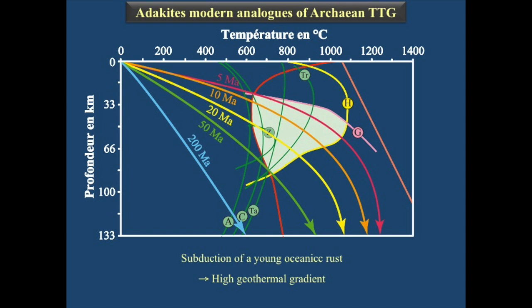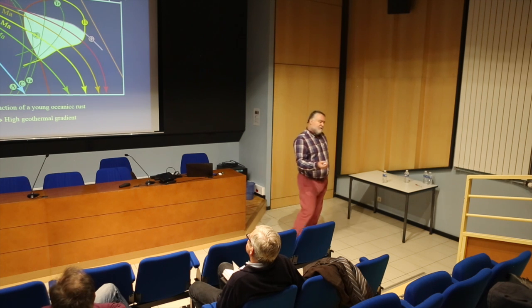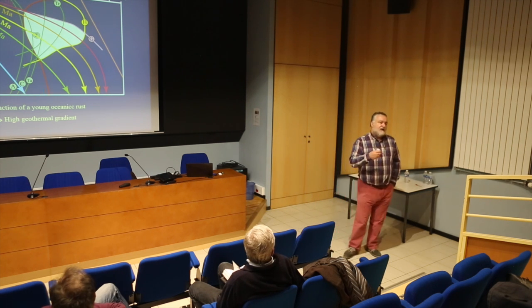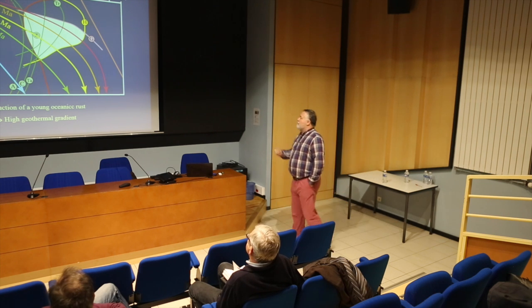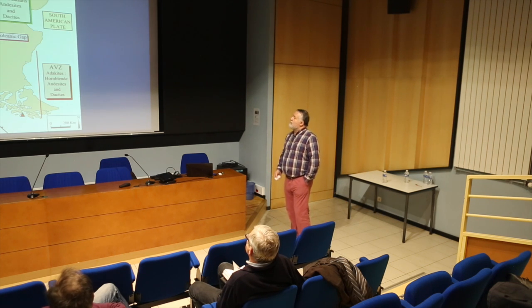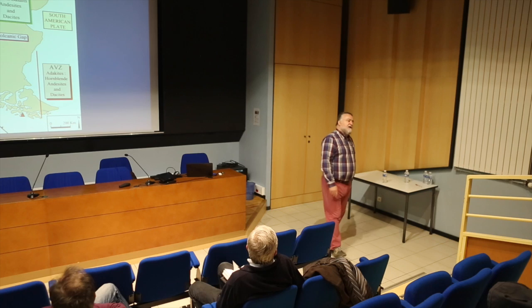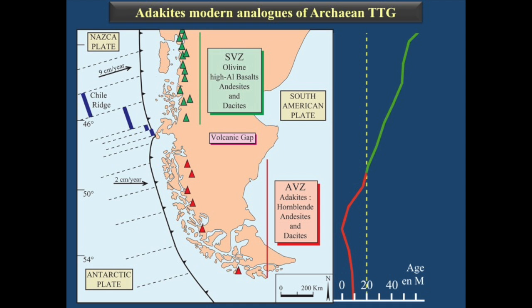So if today we can subduct somewhere a very young oceanic crust, we could expect to see magmas with the same composition as Archean magmas. And of course, if I speak about this, the situation exists. And there is a very nice place in South America where we have 3 plates. Here is the South American plate, here is the Nazca plate, and here is the Antarctic plate.